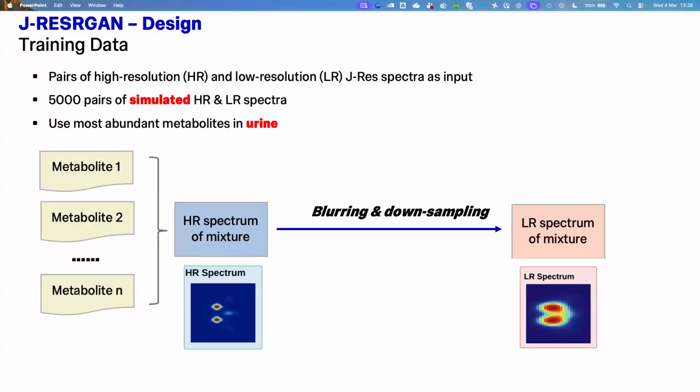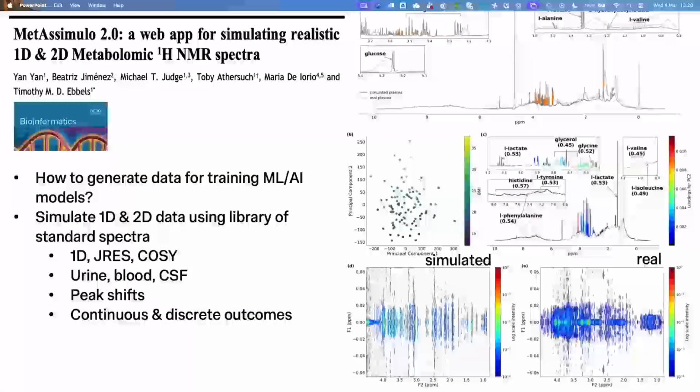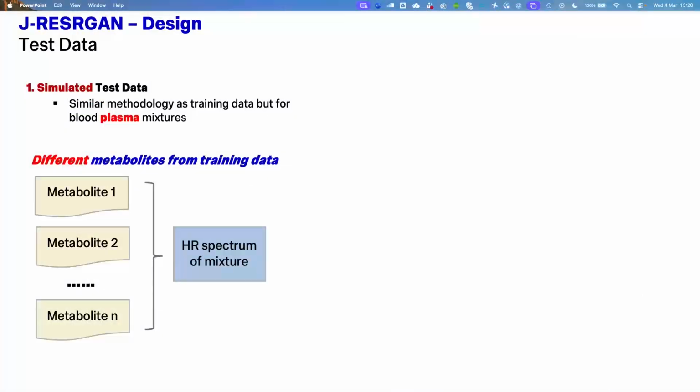And so what we're providing to the network to retrain it is these pairs of HR and LR, high resolution and low resolution mixture spectra. So that's the training data. We use this thing we call Metasimilo, which is an app for simulating realistic NMR spectra. If you're interested in that, maybe only the NMR people, I can talk about that later. So we've got the training data, and of course we need some test data as well.